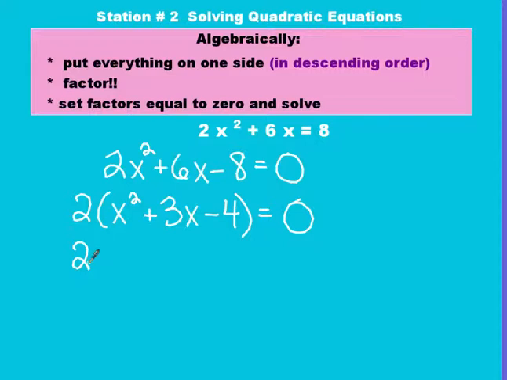This trinomial, I have to ask myself, what is going to multiply to be negative 4 and add to be positive 3? Well, 4 times 1 would multiply to be 4, and positive 4 minus 1 would add to give me 3.